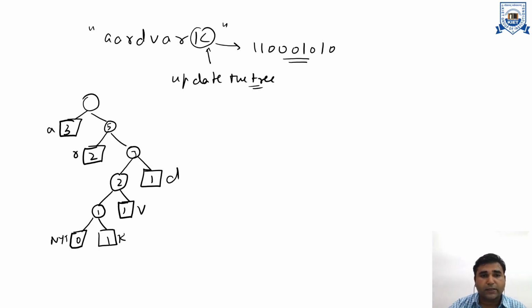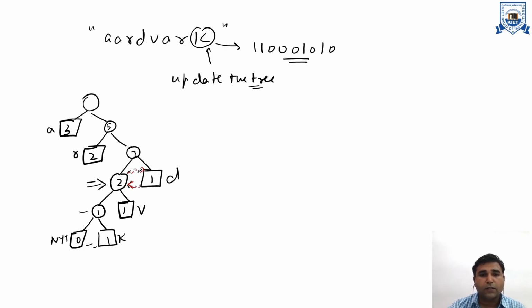Now check all the conditions. The first condition is whether the left child's weight is less than or equal to the right child's. Here 0 and here 1, so the condition is satisfied. Now in this part, the left child has weight 1 and the right child has weight 1, so again the condition is satisfied. At this moment the weight of the left child is greater than the right, so the condition is false. So we have to shuffle these two branches.